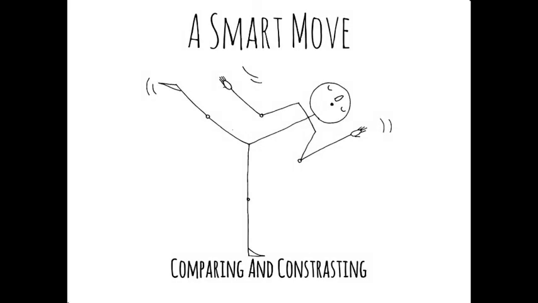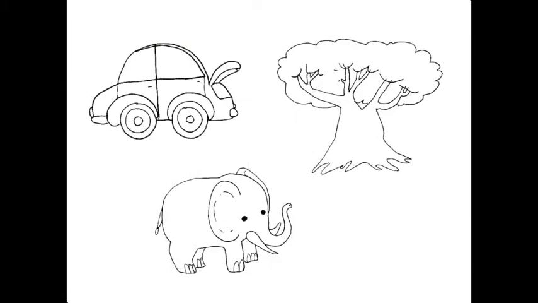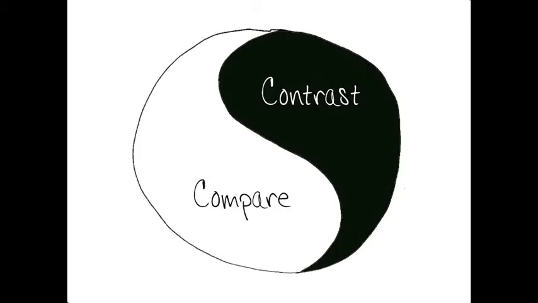A smart move, comparing and contrasting. What do a car, a tree, and an elephant have in common? They all have trunks. Even in children's jokes, comparing and contrasting give us unexpected ways of looking at the world.